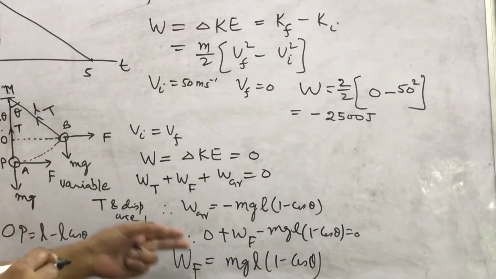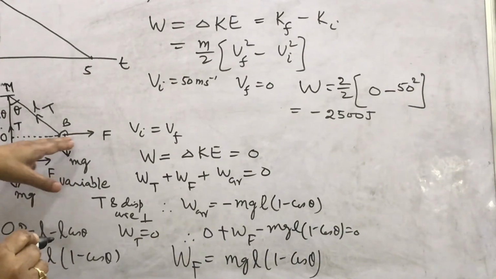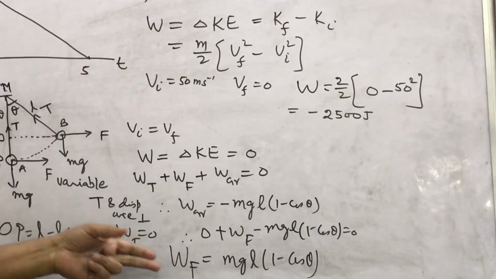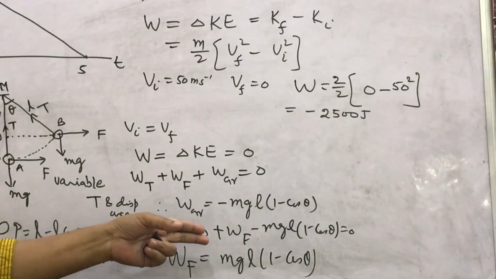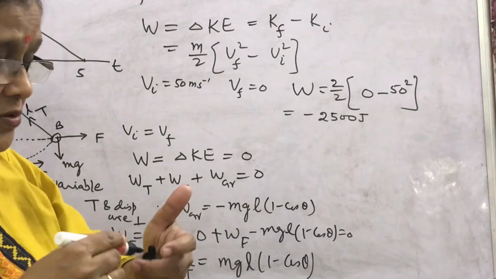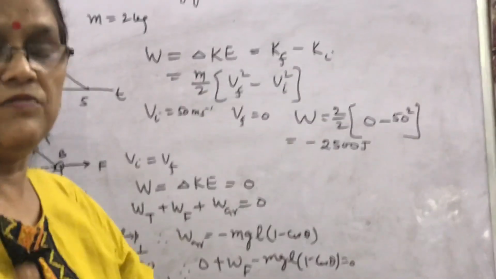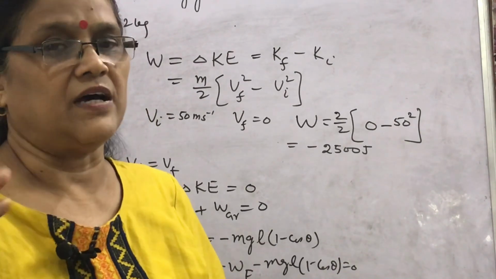So in this way, a force is applied which is variable, and we have got how the work done is calculated. So that is how to use the work energy theorem to calculate the work done if F and S are not directly given.